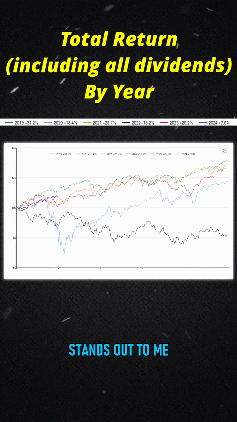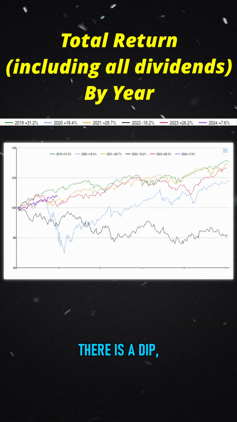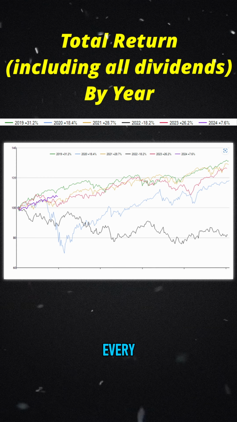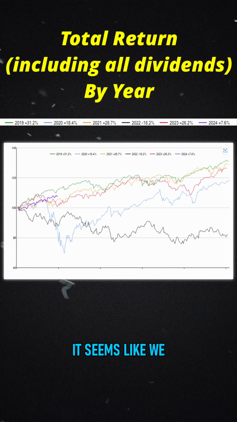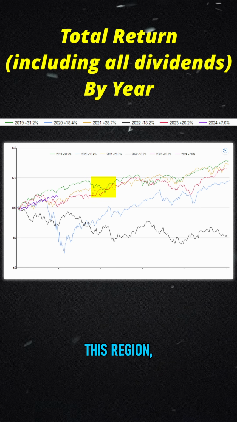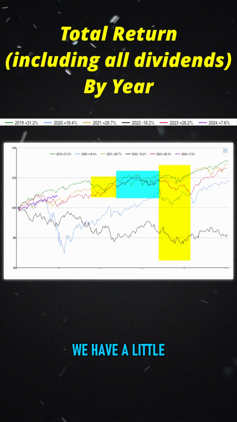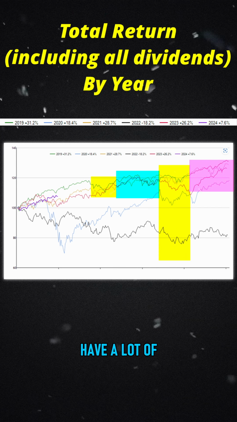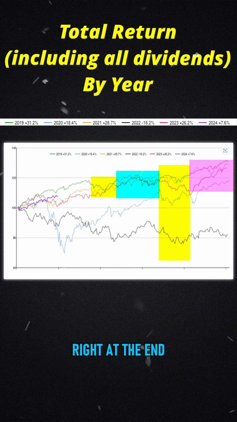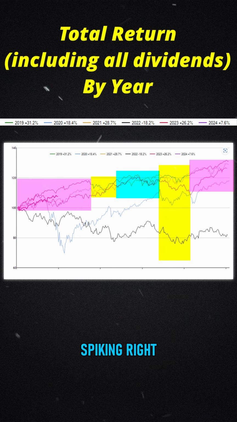The biggest thing that stands out to me is it seems like whenever there is a dip, there is a dip on every single year. So I'm seeing that we have the majority of the dips. It seems like right in this region, we have a little bit of consolidation. And then we do have a lot of strong spiking, it seems, right at the end right here. And some nice spiking right here as well.